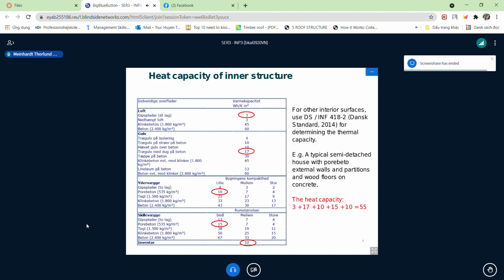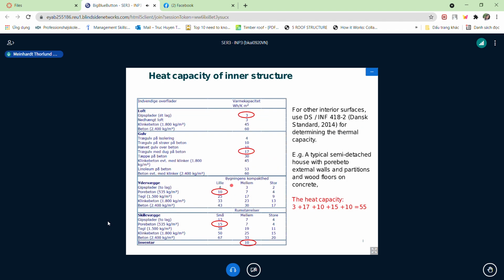So going back to this presentation, this is the example of before, as you can see here with the red. So basically, you look at the ceiling, the floor, the exterior walls, the interior walls, or partitions, as they're also called. But for your project, of course, you use the materials that you actually have had.